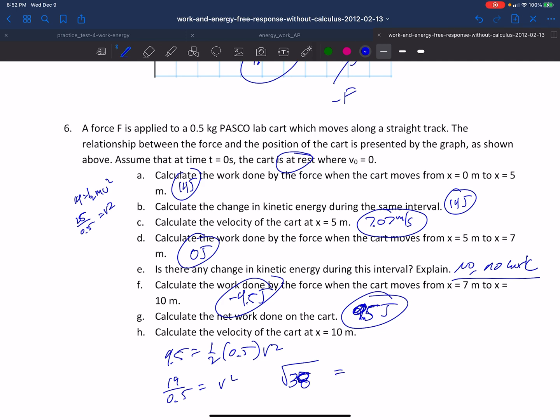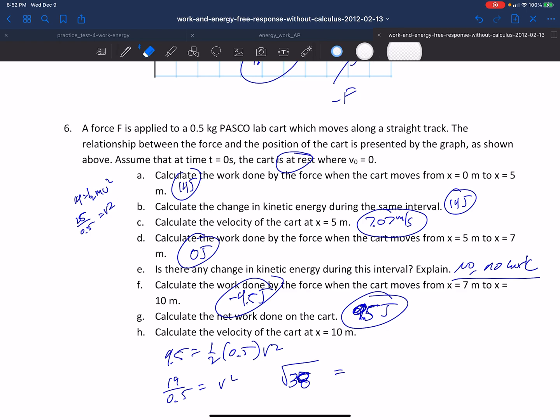6.16. That's not right. 9.5 times 2 is 19. Divided by 0.5 is 38. So 38 to the 1/2 power is 6.16.